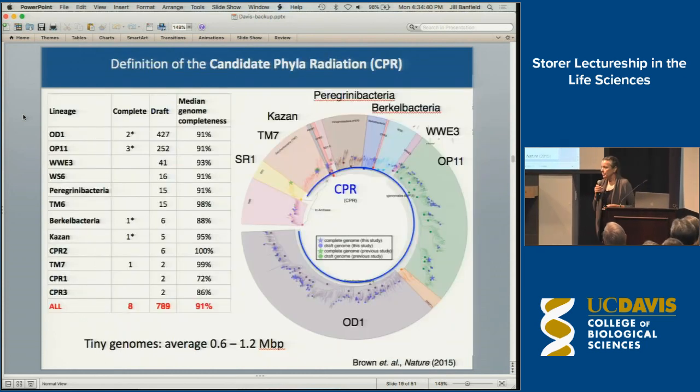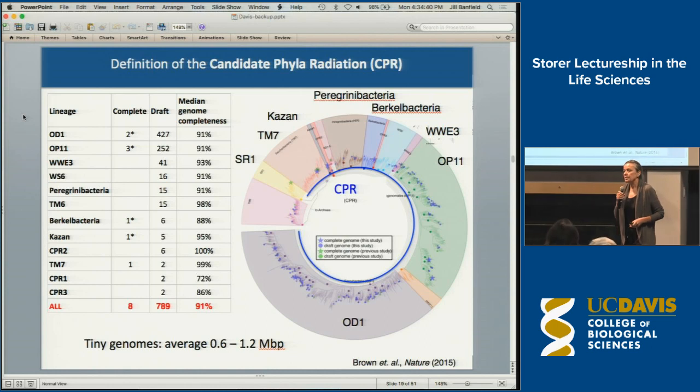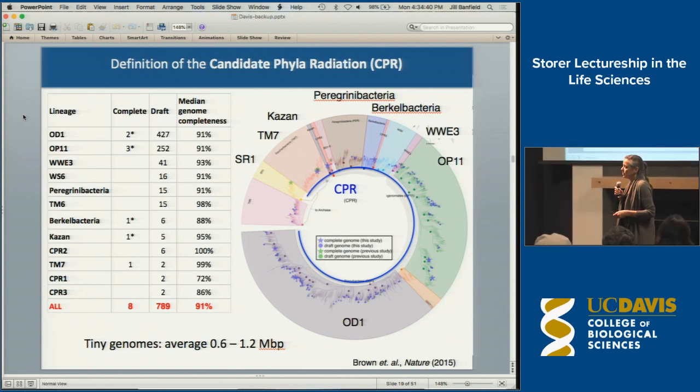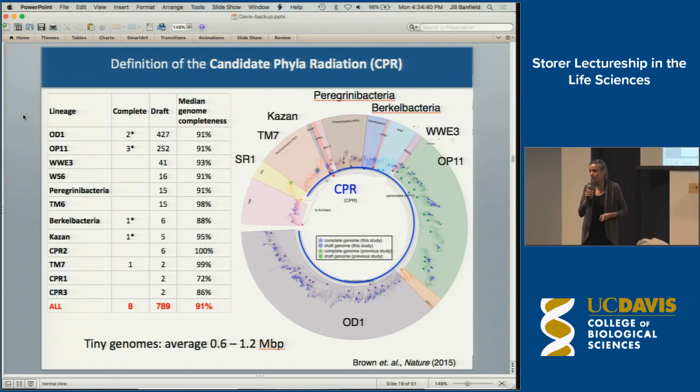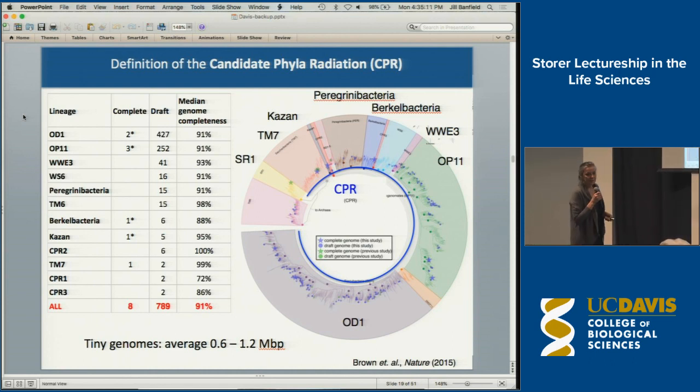So Chris Brown was a PhD student in our lab at the time, worked on this collection of genomes, and he published a paper with almost 800 genomes from this radiation, of which you can see here actually 8 are complete, and the average genome completeness was estimated at 91%, so pretty good. With this kind of sampling, you can be pretty sure what is and isn't present within the genomes, at least on average. Again, they have tiny genomes, and they fall together in what appeared to be basically a monophyletic radiation within domain bacteria, similar to what we saw with the archaea.